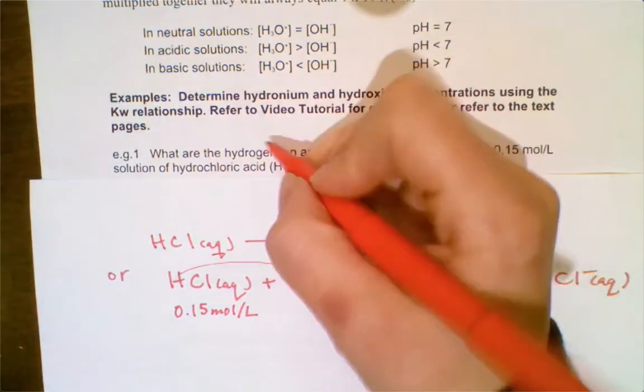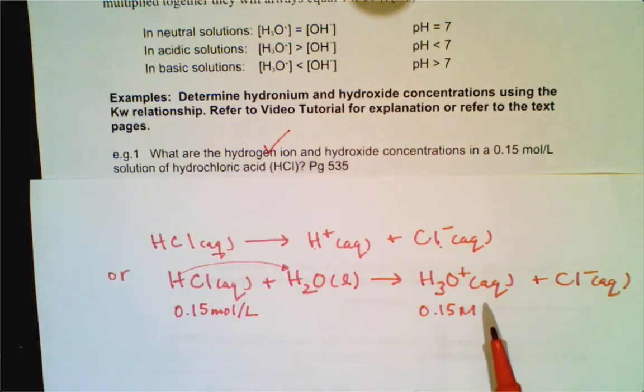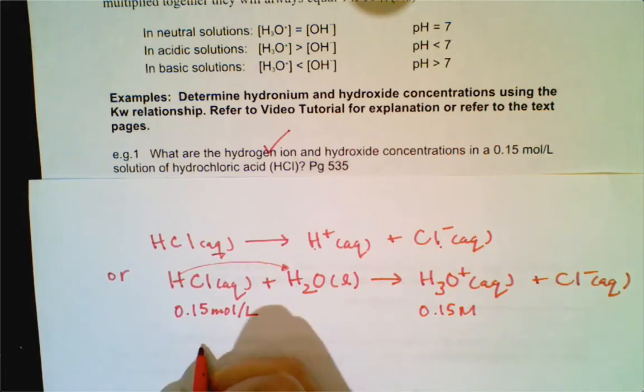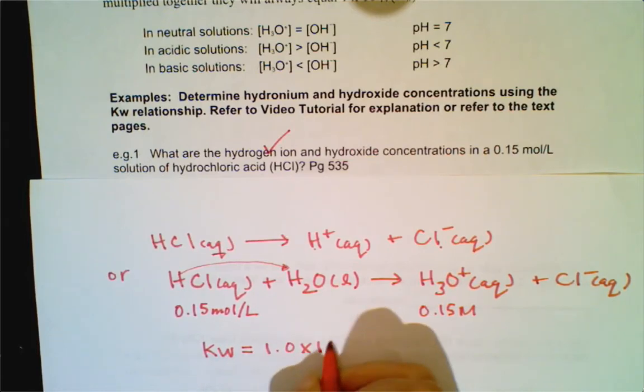So we have got that one done. Hydrogen ion is the same as hydronium ion; it means the same thing. What we do is we use this relationship: the Kw is equal to 1.0 times 10 to the negative 14.